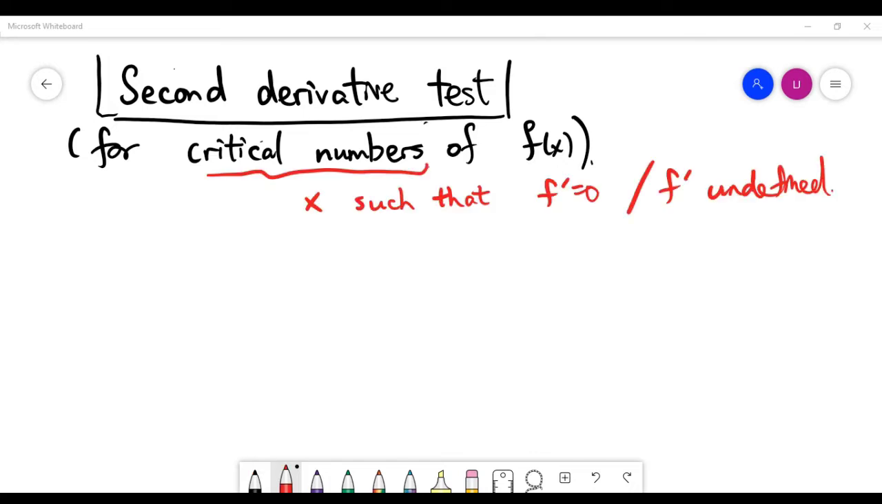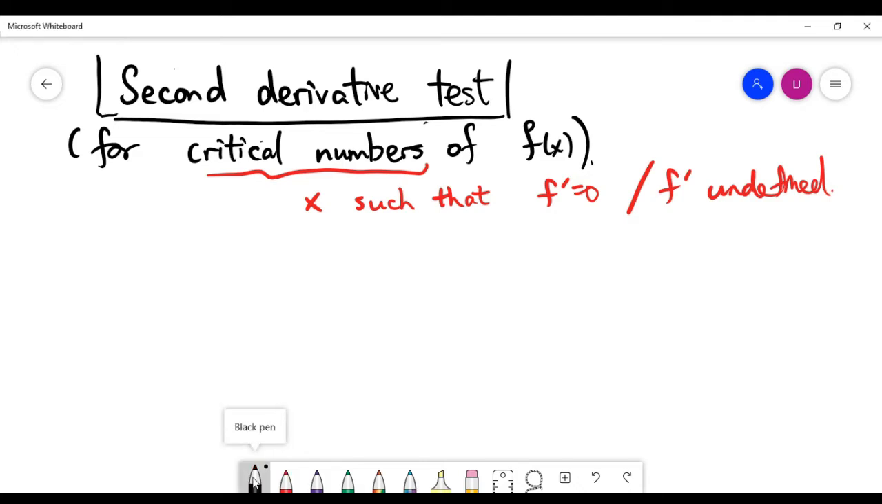So in a previous video, we found the behavior around the critical number of a function f by using the first derivative test and the corresponding sign table of f prime. And this method is the second one. It is called the second derivative test.